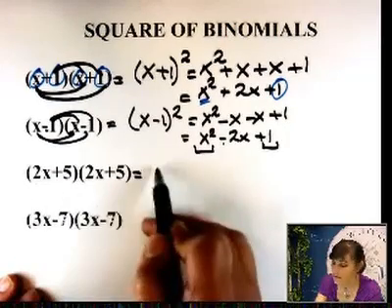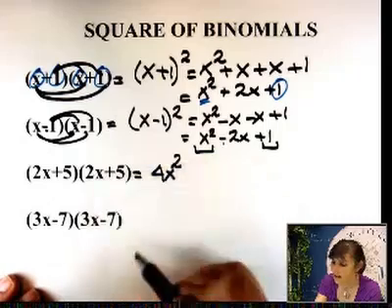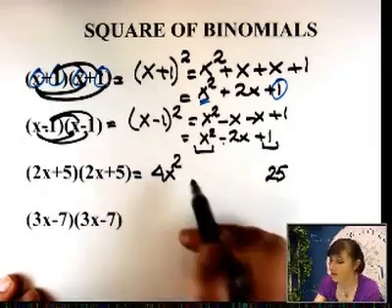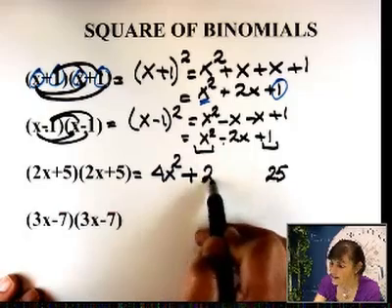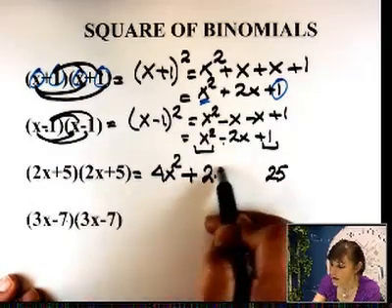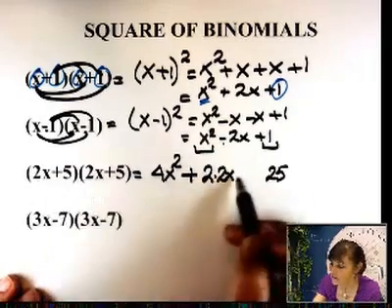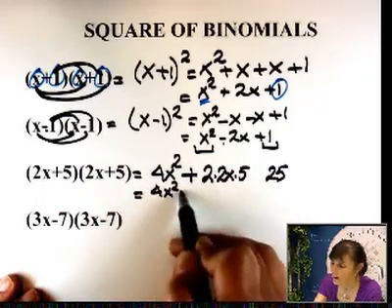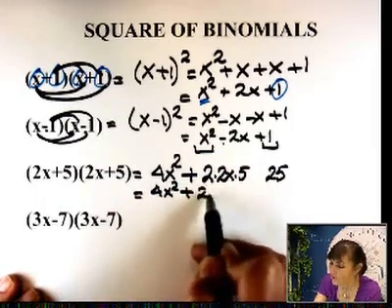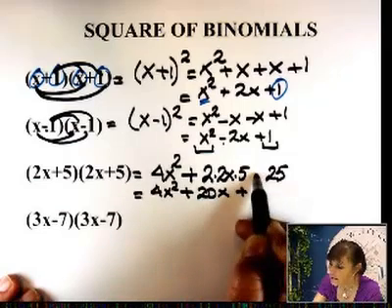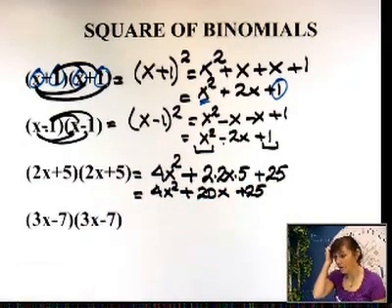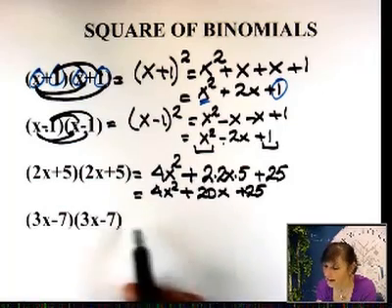First one squared is 4x squared. I'm shortcutting. Last one squared is 25. What was the middle term? Twice, first and last. First is 2x. Last is 5. Look, I shortcut. 4x squared plus 4 times 5, 20x, plus 25. That's pretty good. Okay? Let's do it the same way.